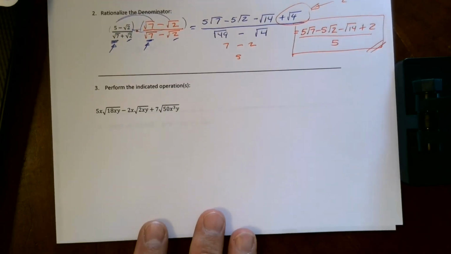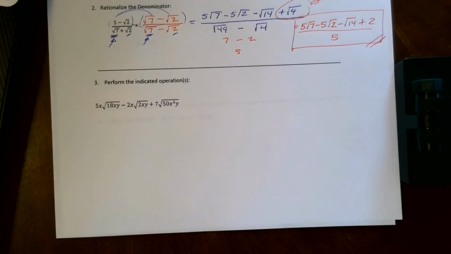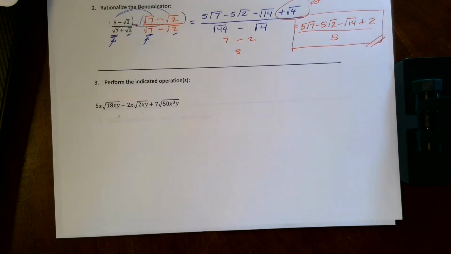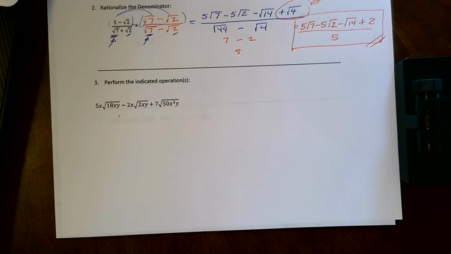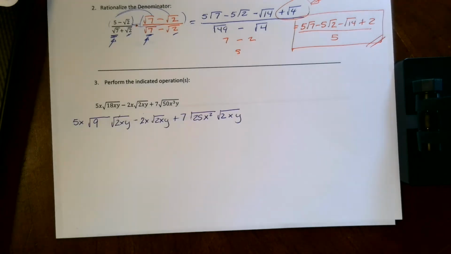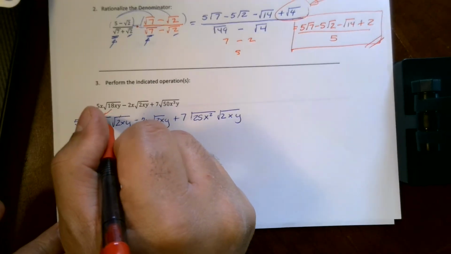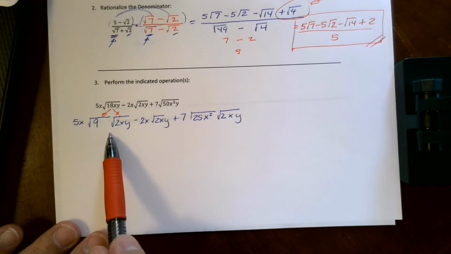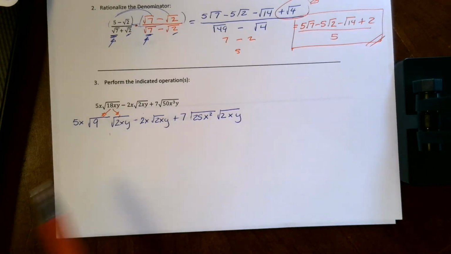In this next example, we're adding and subtracting radical expressions. They're unlike radicals right now, but it looks like some of them could be simplified, so I'm going to have to simplify them. There, that was fast. So what did I do? This first one, I see 18 could be broken up as 9 and 2, so I put my perfect square to the left and my remaining factor to the right.